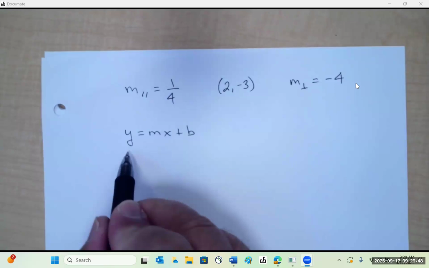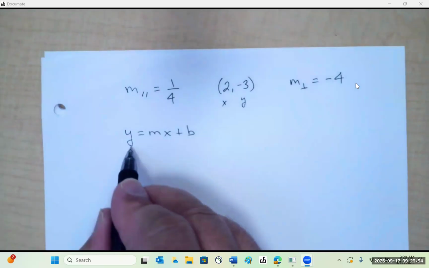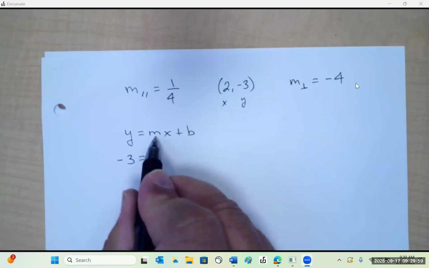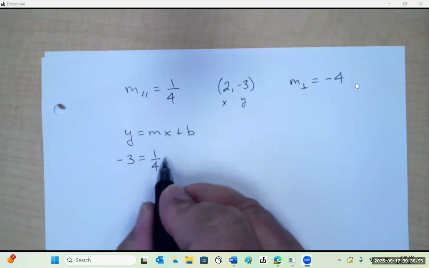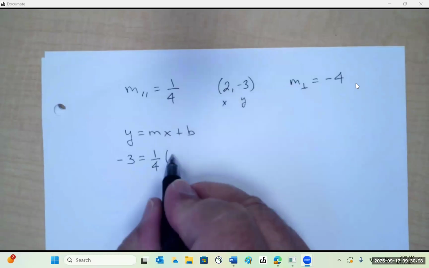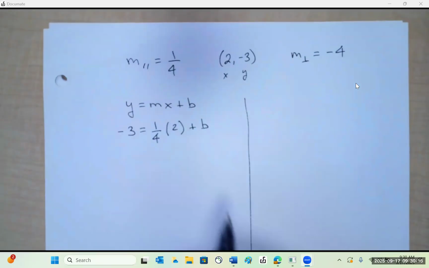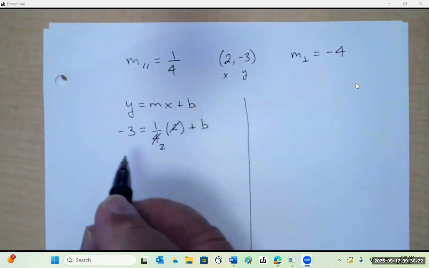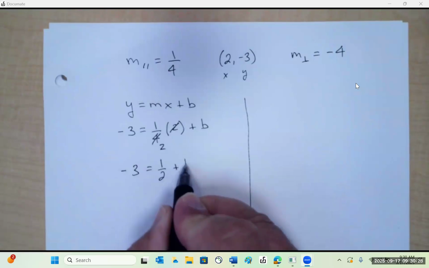Do we know what y is? This is x and this is y. Do we know what y is? -3. Do we know what m is? M is 1/4. Do we know what x is? X is 2. We just don't know what the y-intercept is. So we got to solve for b. 2 goes into 4 twice, so we have -3 equals 1 over 2 plus b.